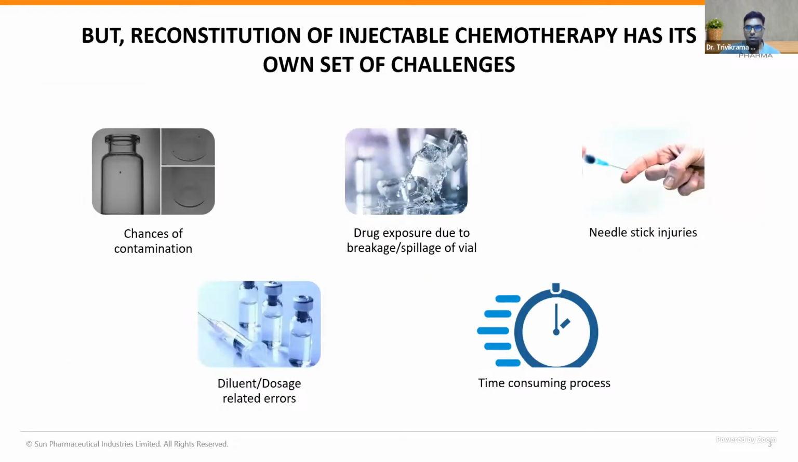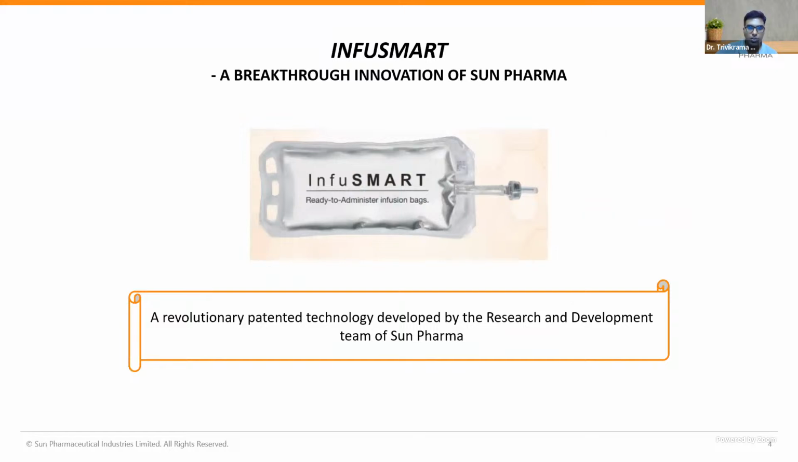All chemotherapy involves reconstitution of the injectable chemotherapy, and this reconstitution has its own challenges: the chance of contamination, drug exposure to the staff mixing the drugs due to breakage or spillage of the vial, the chance of needle stick injuries, and diluent and dosage errors. Many times this happens with new staff. It is also a time-consuming process, because drugs take a lot of time to arrive from the pharmacy to the daycare, then mixing, and then to the bedside. So whether you want it or not, there is always some delay in administration of the chemo.